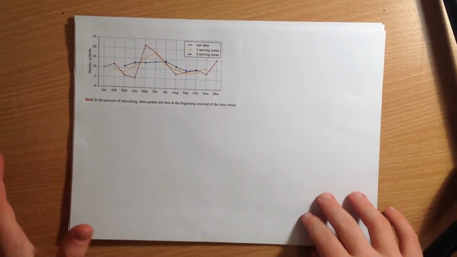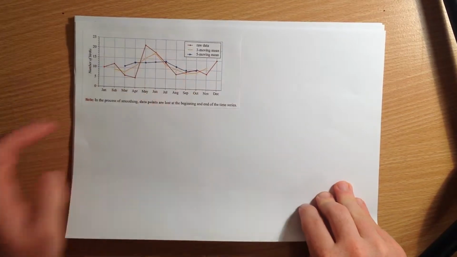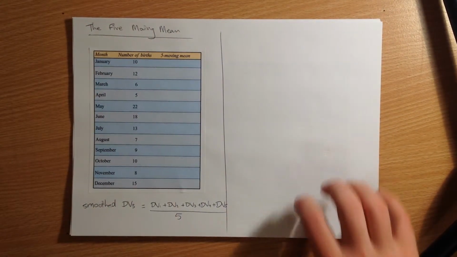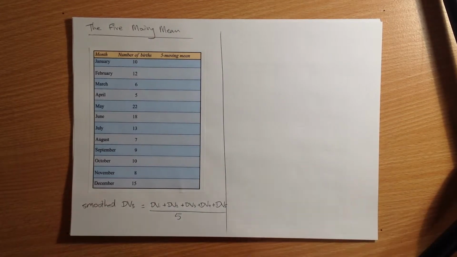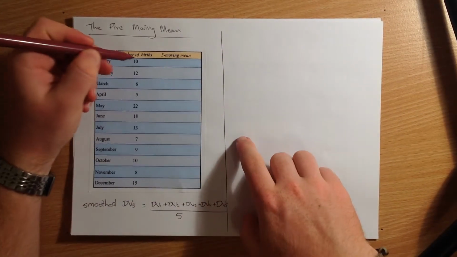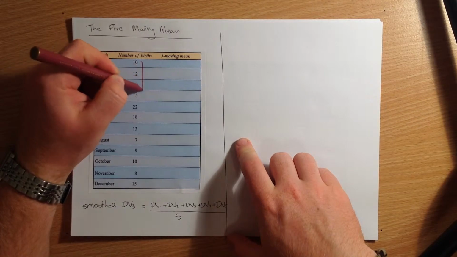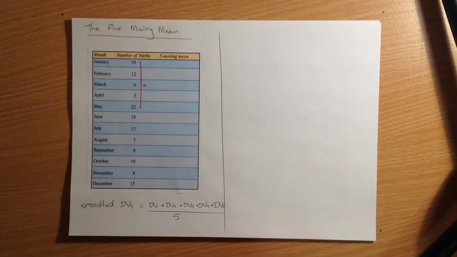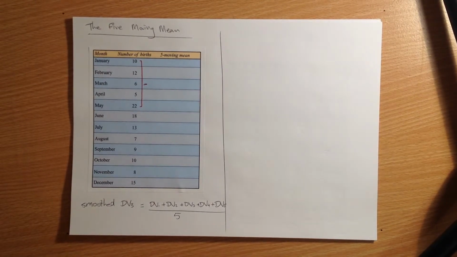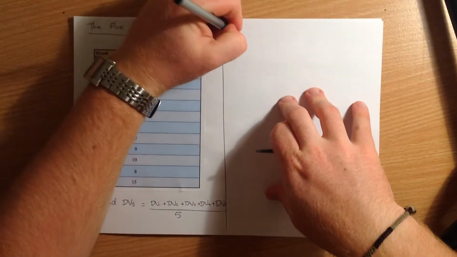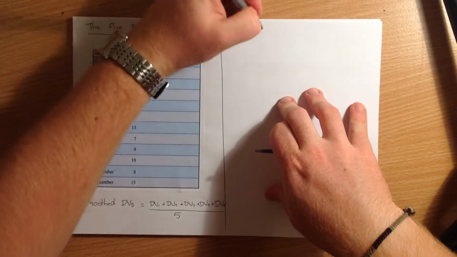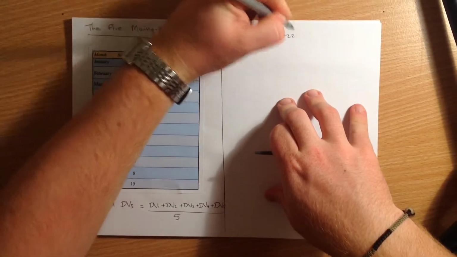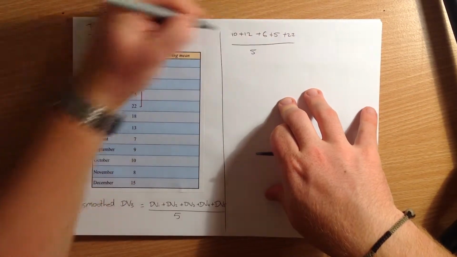So let's do a five moving mean, and that graph will end up looking like that once we've smoothed all that data. Here we go. We pretty much are doing the same thing as the three moving mean, only now we're going to use 5 pieces of data. So let's use these first 5 pieces of data and find the mean of those. So we're going to have 10 plus 12 plus 6 plus 5 plus 22, and now we're averaging 5 pieces of data, so we're going to divide by 5.